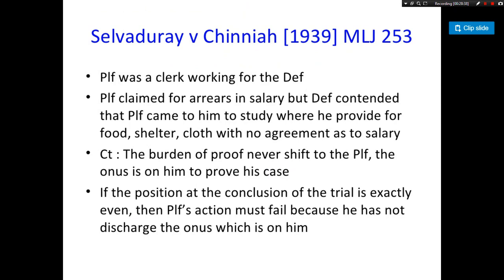The plaintiff was a clerk working off the tap. The plaintiff claimed arrears in his salary. The defendant contended that the plaintiff came to him to study, where he provided food, shelter and clothing, with no arguments as to salary. The burden of proof never shifted to the plaintiff. The onus is on him to prove his case. If the position at the conclusion of the trial is exactly even, then the plaintiff's action must fail because he has not discharged the onus which is on him.